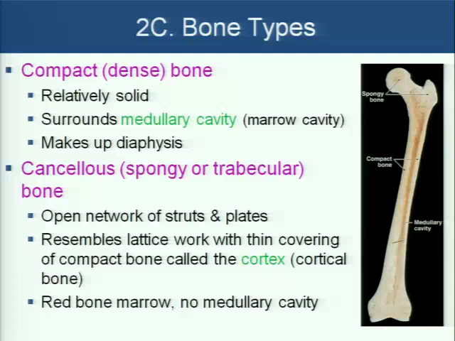A lot of times with the spongy bone, you're going to see it's a lattice, or struts, or trabeculae, and then on the outside is some compact bone. So again, you're seeing those terms, cortex on the outside, medullary in the center. And you can usually have some red marrow up in here.